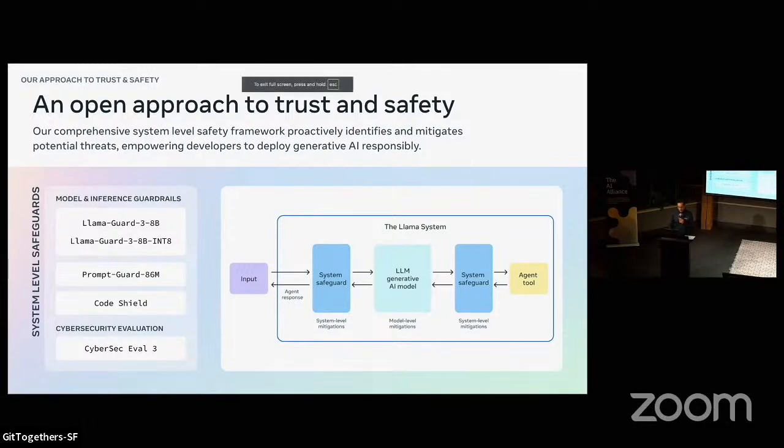Prompt Guard mitigates risk against prompt attacks caused by prompt injection or jailbreaking. Code Shield adds support for inference time filtering of insecure code produced by LLMs. And CyberSec Eval is a comprehensive set of evals for cybersecurity and safety evaluations.